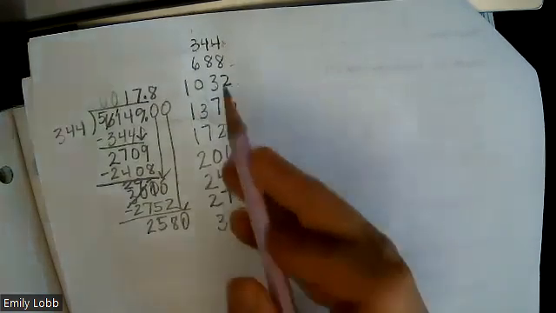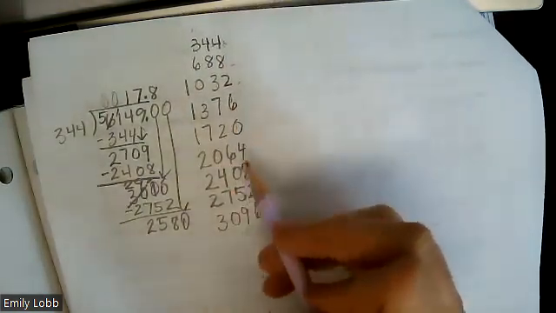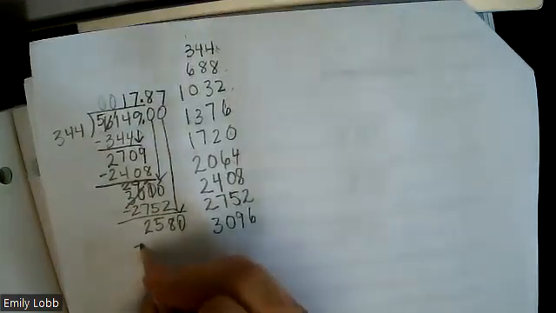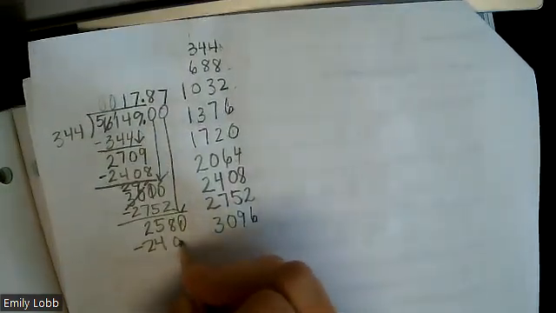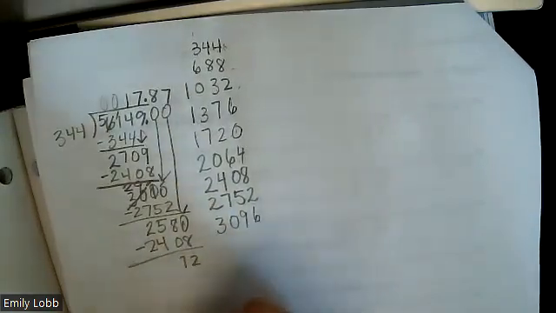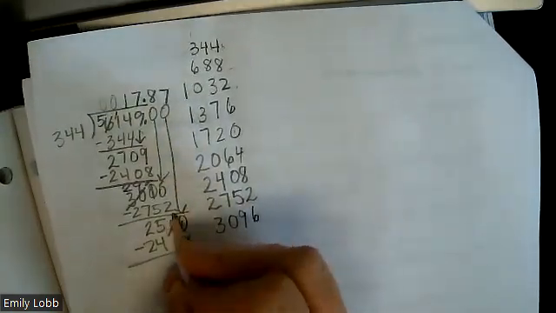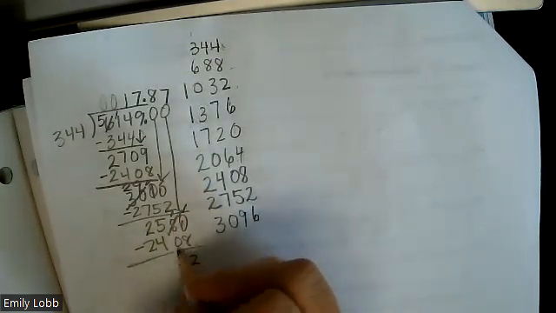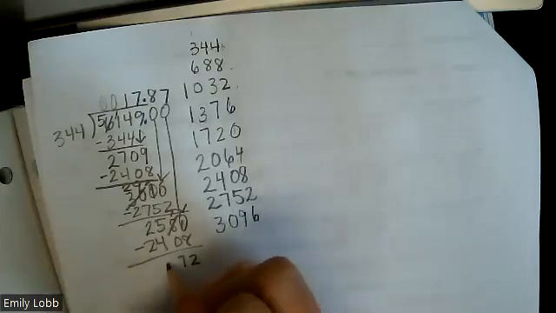Not there yet. This is 1, 2, 3, 4, 5, 6, 7 times. Thank you for counting for me. And that is the 2408 again. 80 minus 8 is 72. Or you can borrow. Becomes a 7. 10 minus 8 is 2. Bring down your 7. 5 minus 4 is 1.